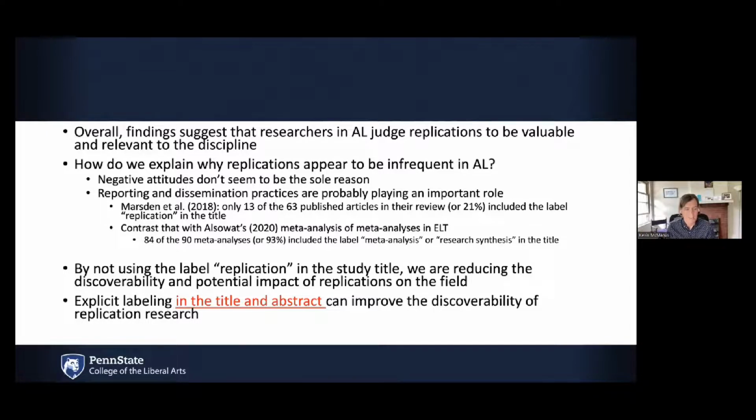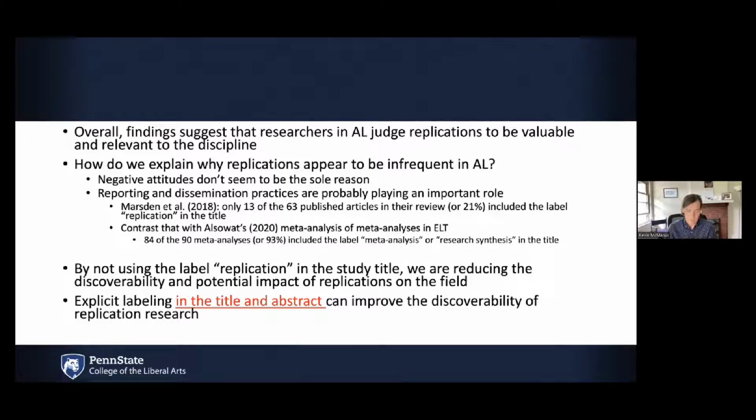So if you just take that Mahrer et al. review of the field, you just look at the studies that were included in that review, only 13 of the 63 of those articles included the word replication or something like it in the title, right? So you contrast that with something like Alzawat's meta-analysis of meta-analyses in ELT. And there what you've got is 84 of the 90 meta-analyses included the label meta-analysis or research synthesis in the title, right? So there's something going on there.